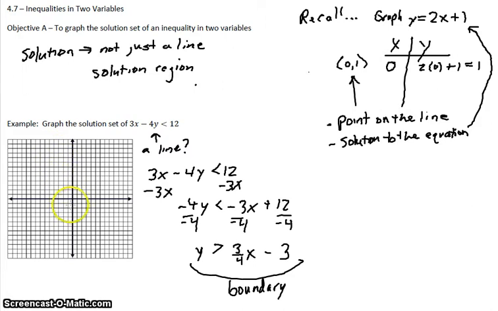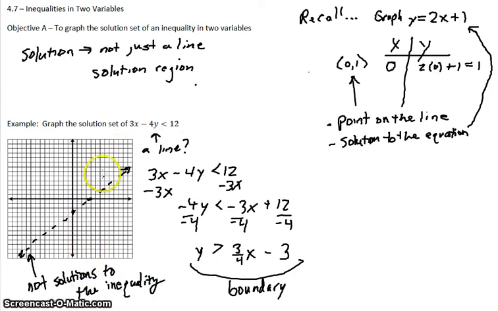So I'm going to treat this like it were a line, but I'm going to do something just a little bit different. I'm going to go to negative 3, put a dot there, go up 3 to the right 4, and I'm going to draw a dotted line. Now, these points on this dotted line are not solutions to the inequality.